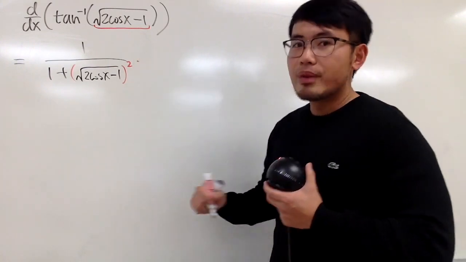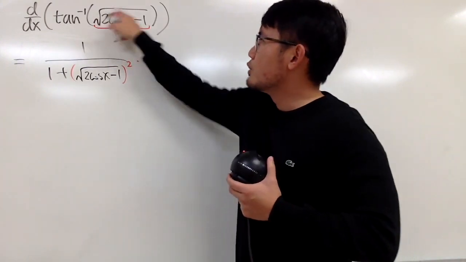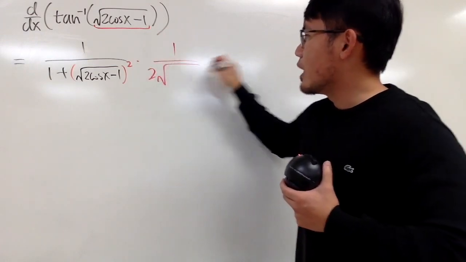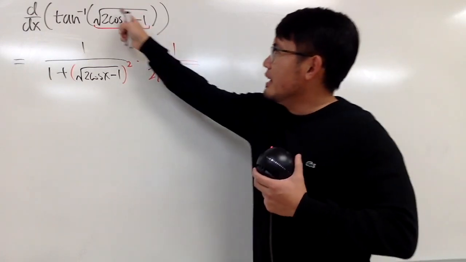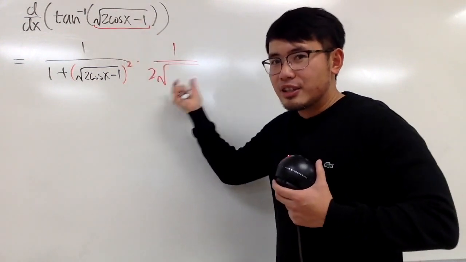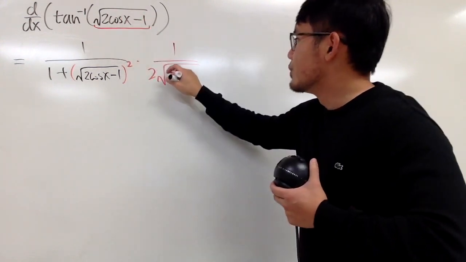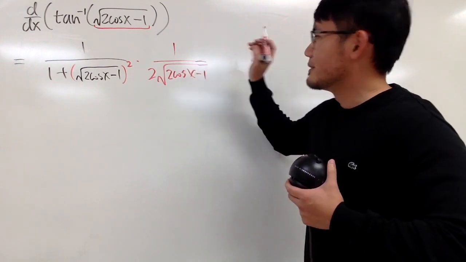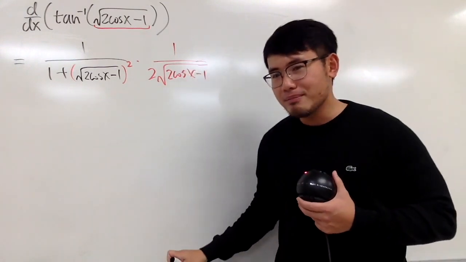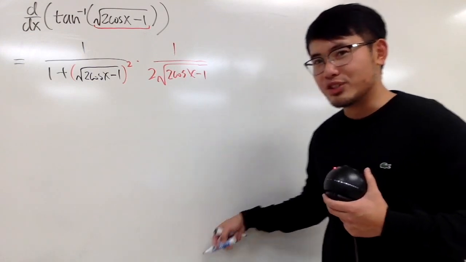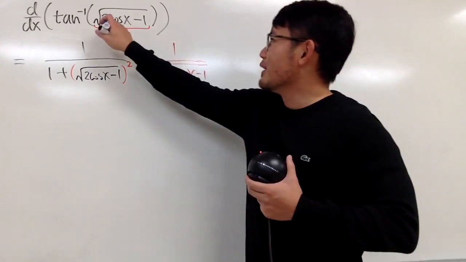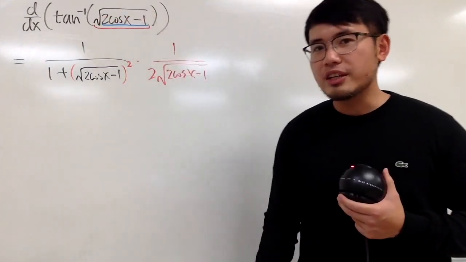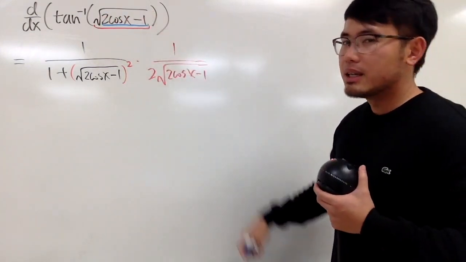So let's see. When we differentiate square root of something, we first get 1 over 2 times the square root, and the inside right here stays the same. So I will write down 2 cosine x minus 1 like this. But are we done? No, because we have to do the chain rule again. The inside of the inside, which is the 2 cosine x minus 1, we have to differentiate that and multiply the result right here, right?